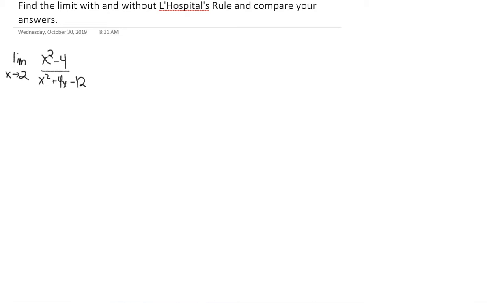This is a combination of limits and derivatives, so hopefully if you're here you already have a pretty good understanding of both of those ideas. Let's just go ahead and jump right in.